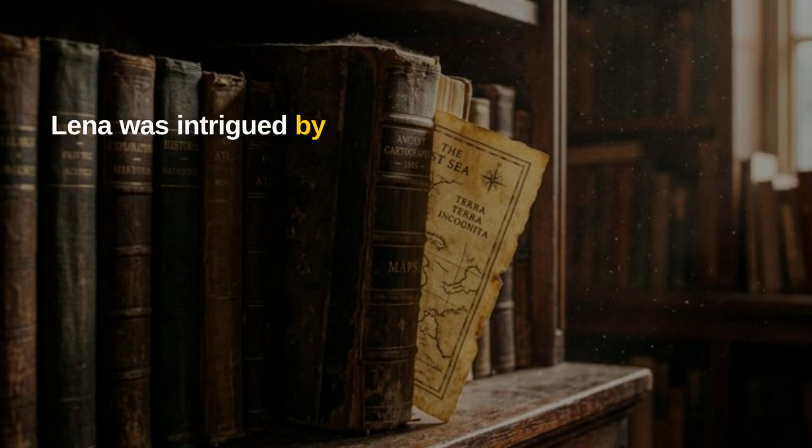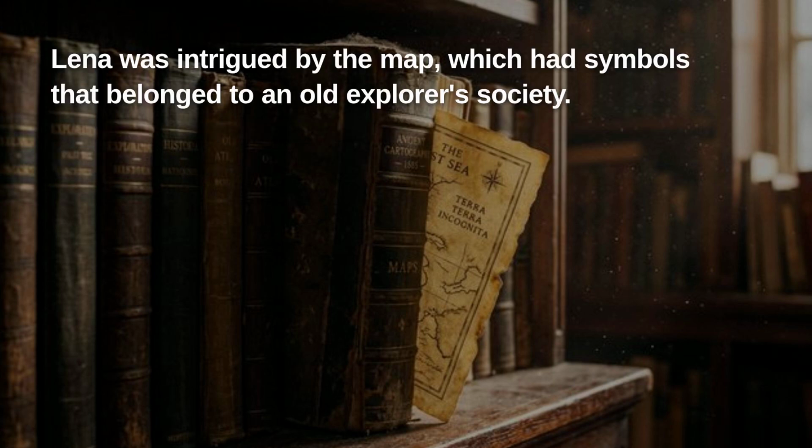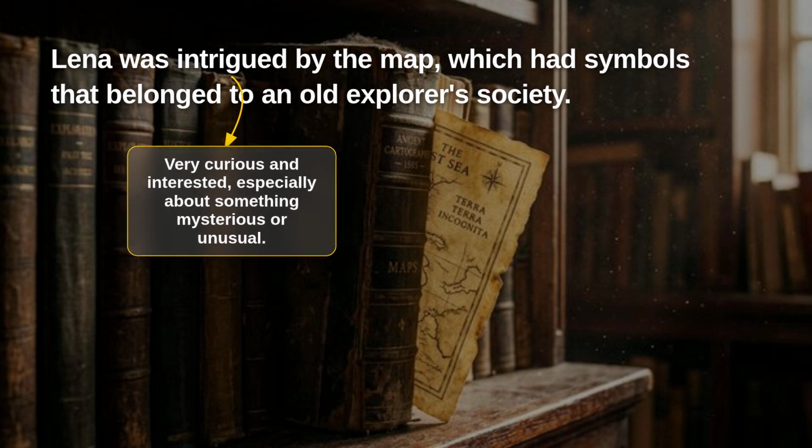Here is sentence 3. Lena was intrigued by the map, which had symbols that belonged to an old explorers society. Let me read it again. Lena was intrigued by the map, which had symbols that belonged to an old explorers society. Now here is where the mystery deepens. Let's look at the word intrigued.